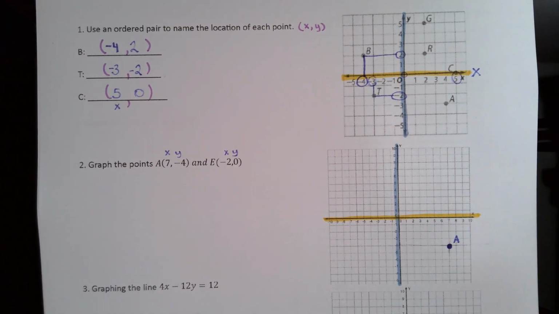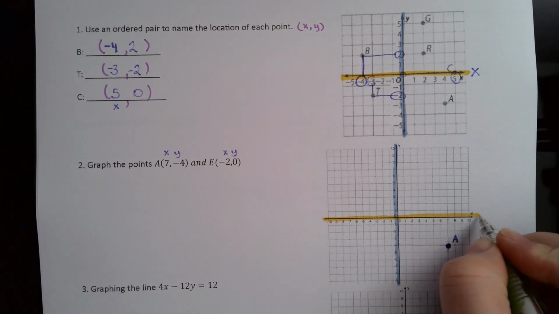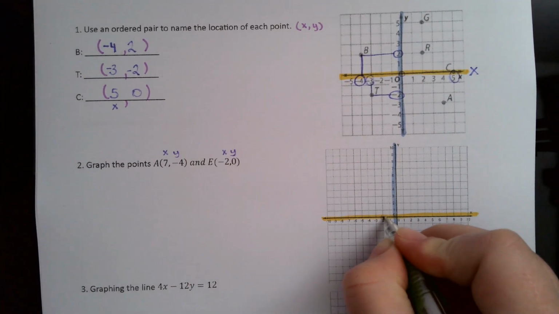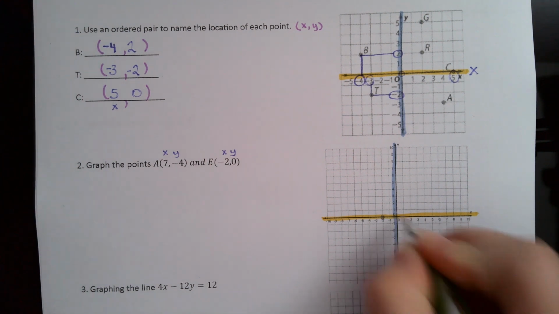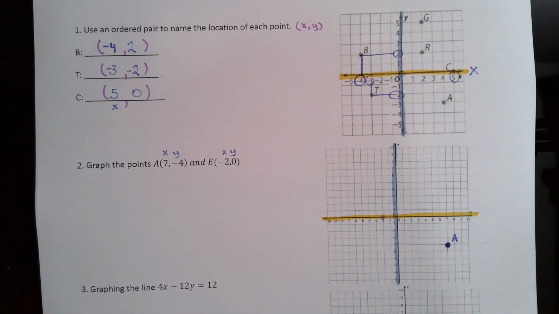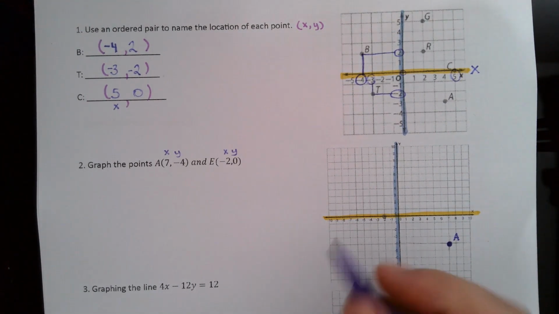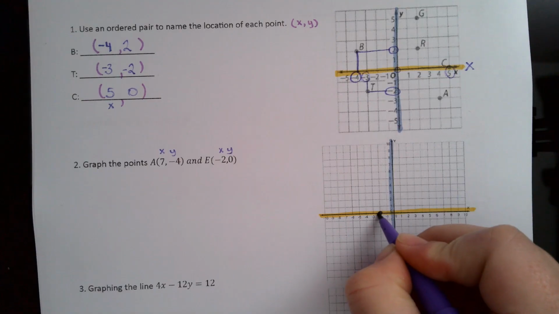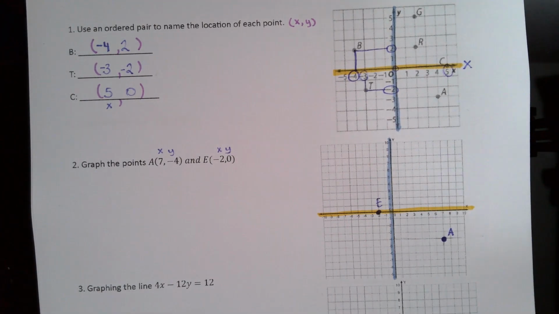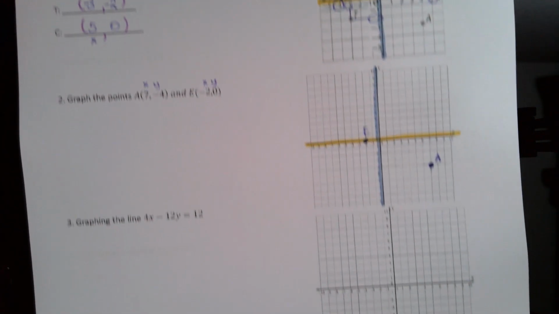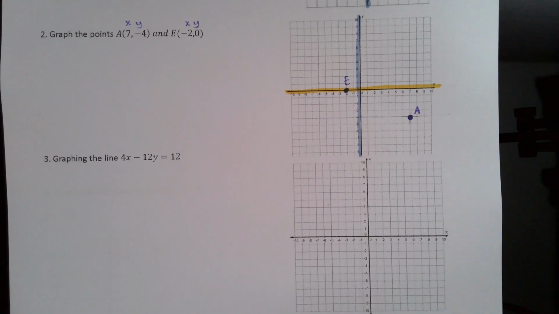Now for E, E is asking for X is -2. So here's our yellow X, -2. Y is 0, so it's not going anywhere. So there's no lines for me to draw, and we're ready to label. So -2, 0 is here at E. Moving on to question number 3, graphing standard form.